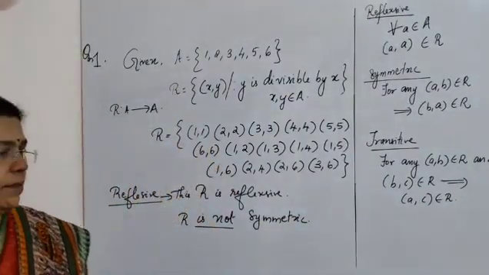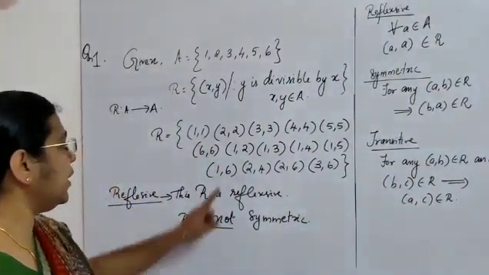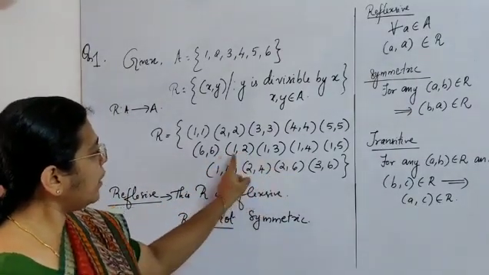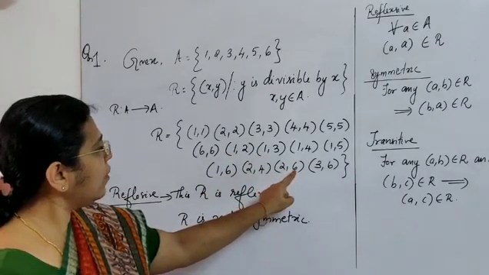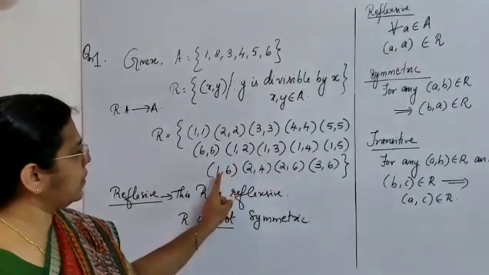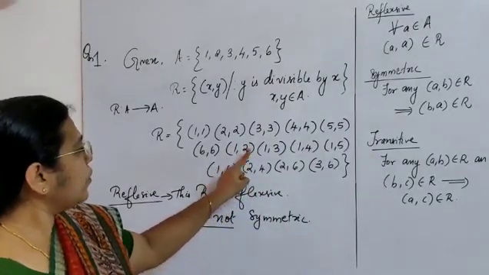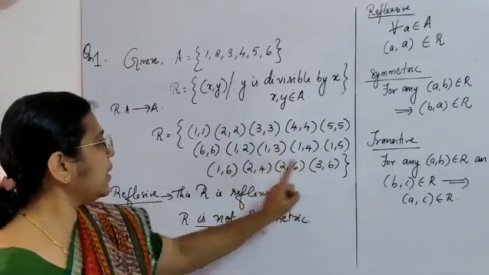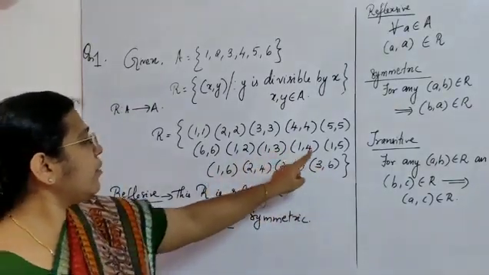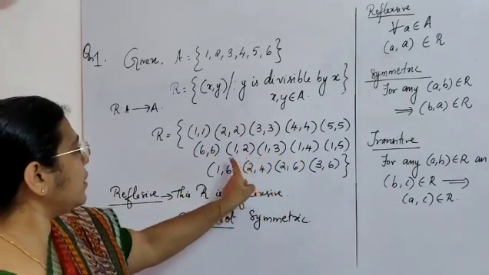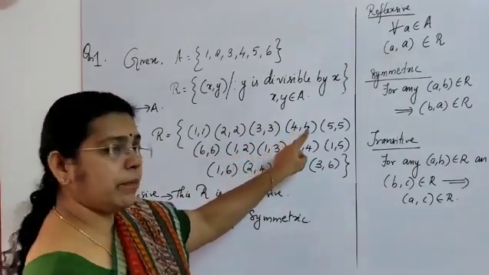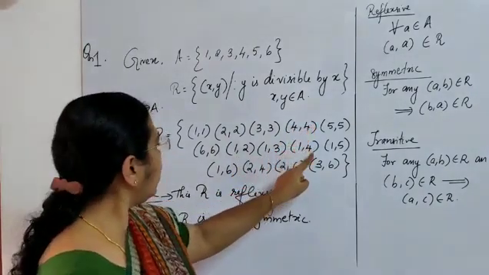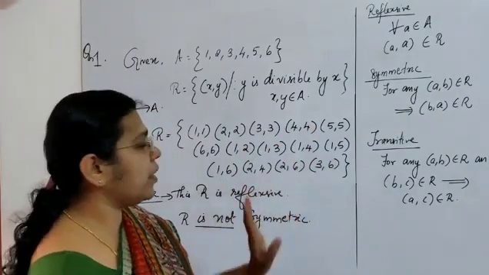Now coming to transitivity. (1, 2). Do you have (2, 6)? Yes, I have (2, 6). Then do I have (1, 6)? Yes, I have (1, 6). Then (1, 3), (3, 6). Do I have (1, 6)? Yes. (1, 4). With 4, do you have anything else? Here I have (4, 4), but this is the same as (b, b), not (b, c). So with 4 I have no other contradictions coming up.